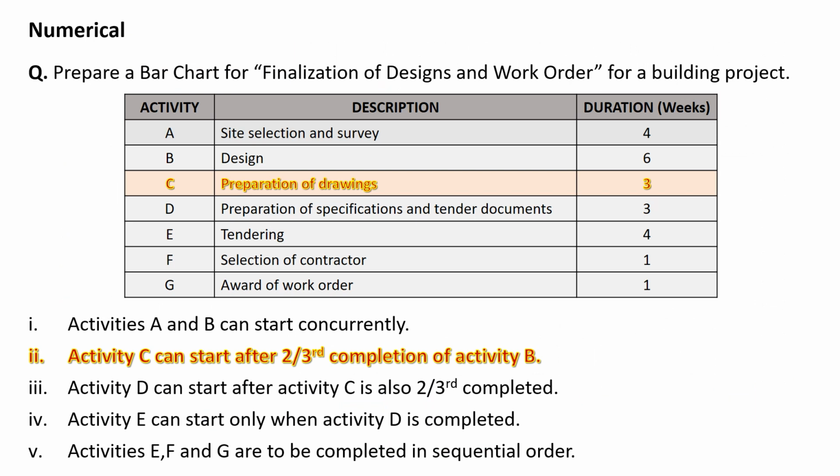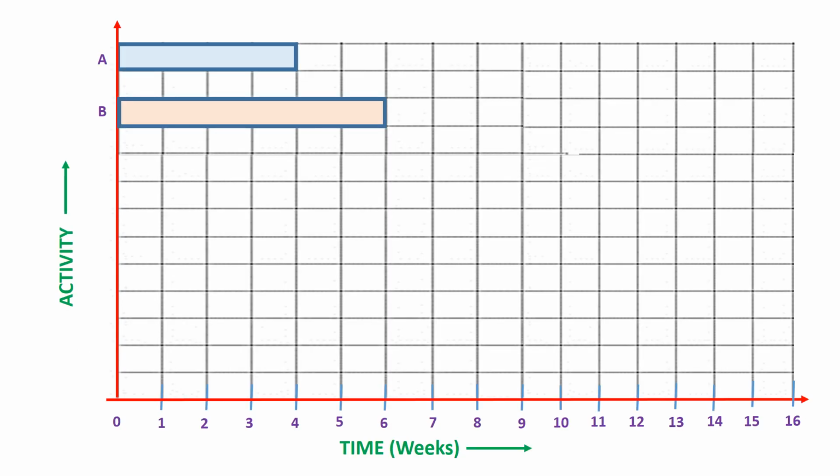Activity C can start after 2/3 completion of activity B, and the duration of activity C, that is preparation of drawings, is 3 weeks. Now let's see how we can represent activity C in the Gantt chart. I have activity C below activity B. Now, as per the relation, activity C can start only after activity B is 2/3 completed.